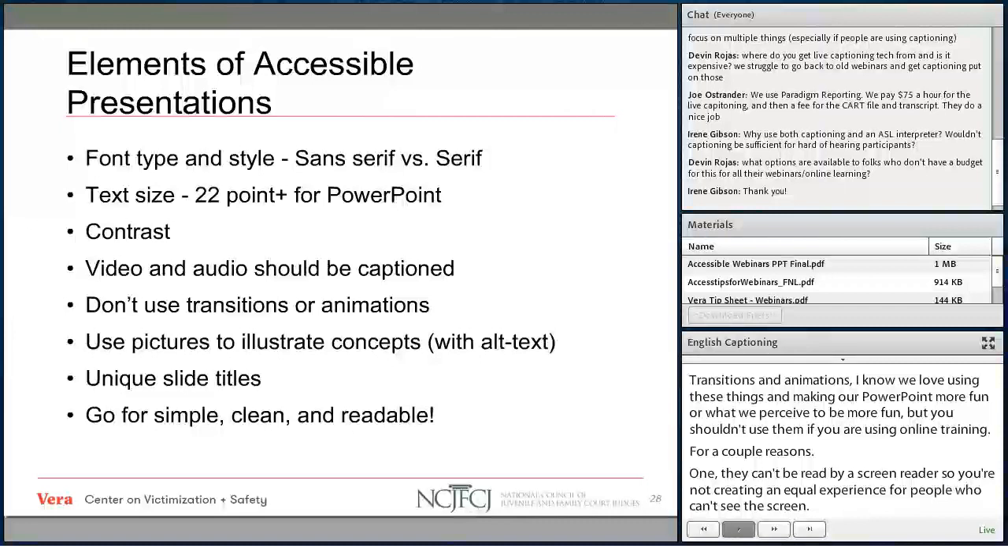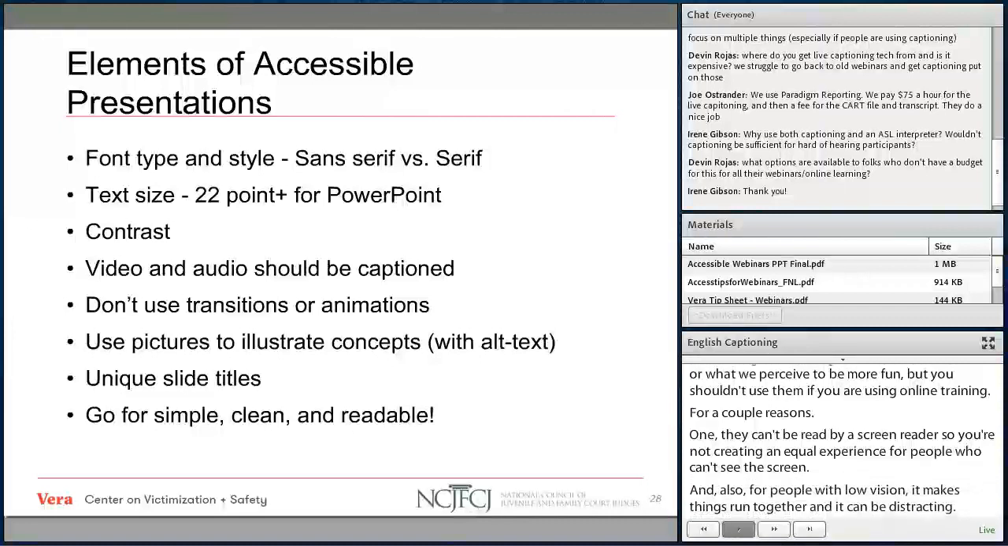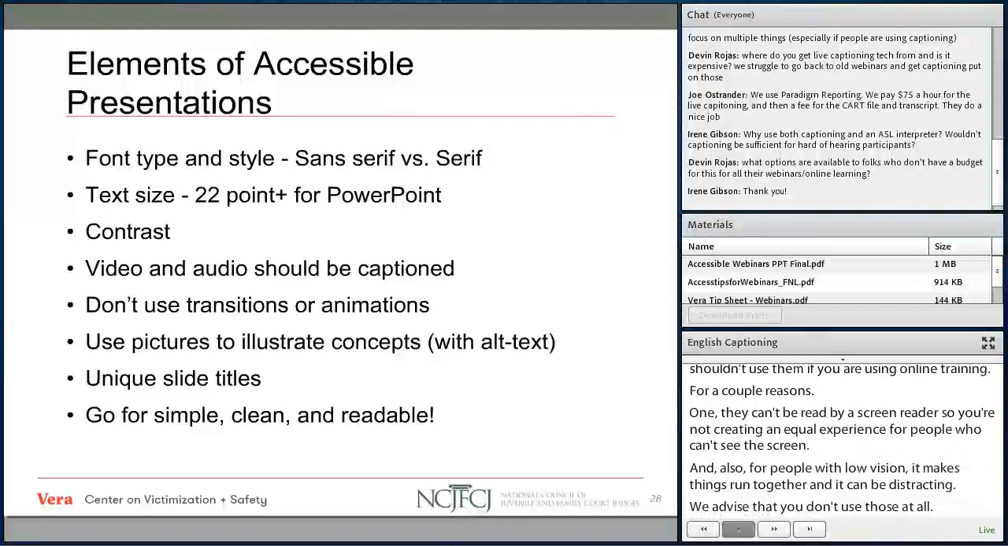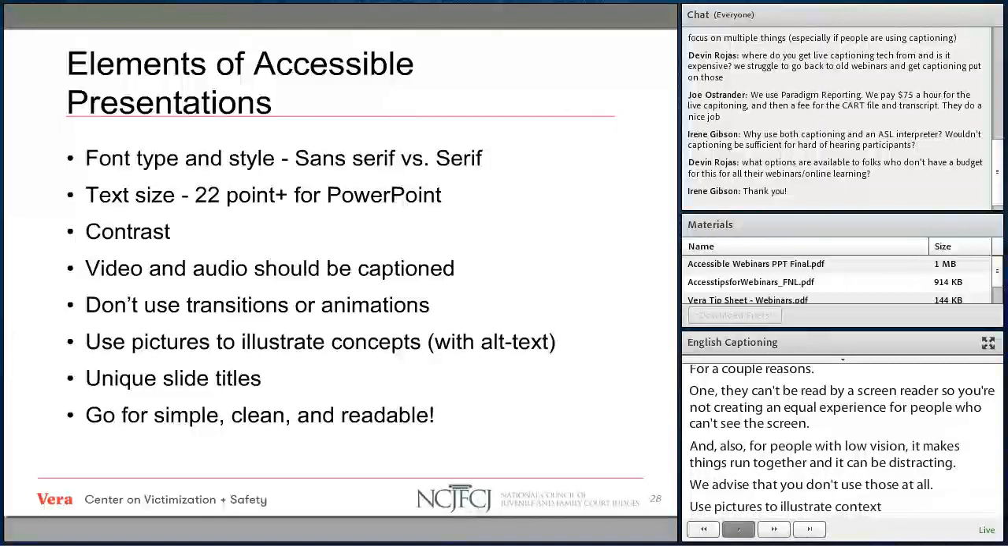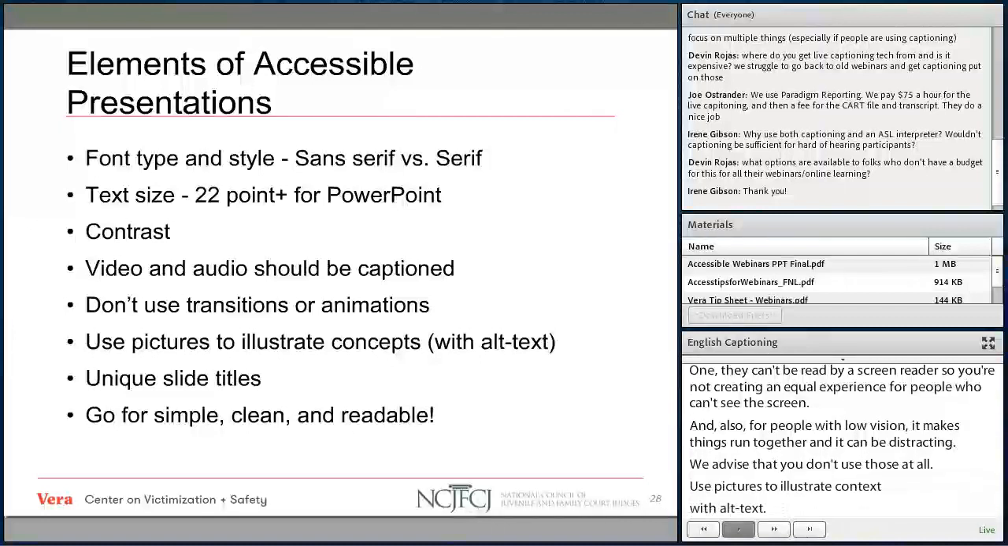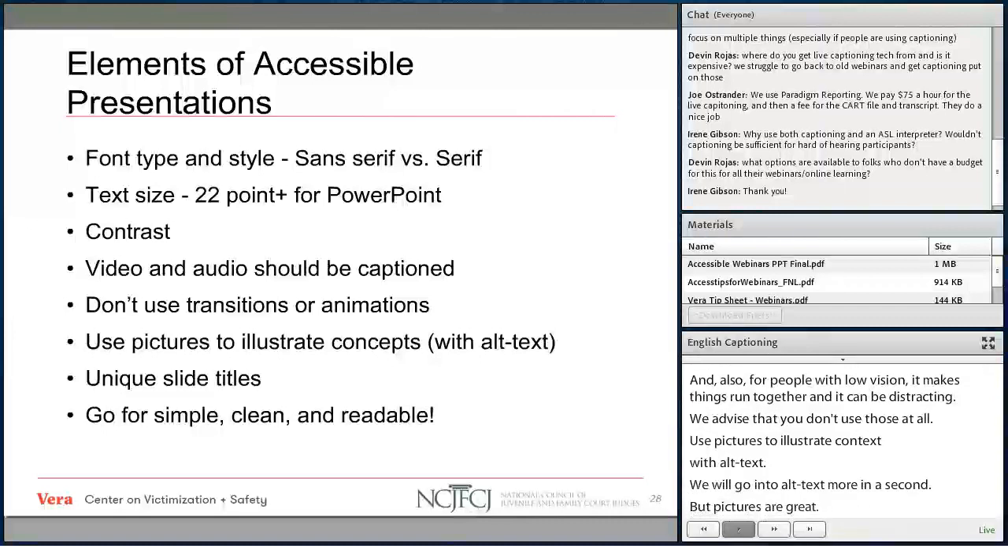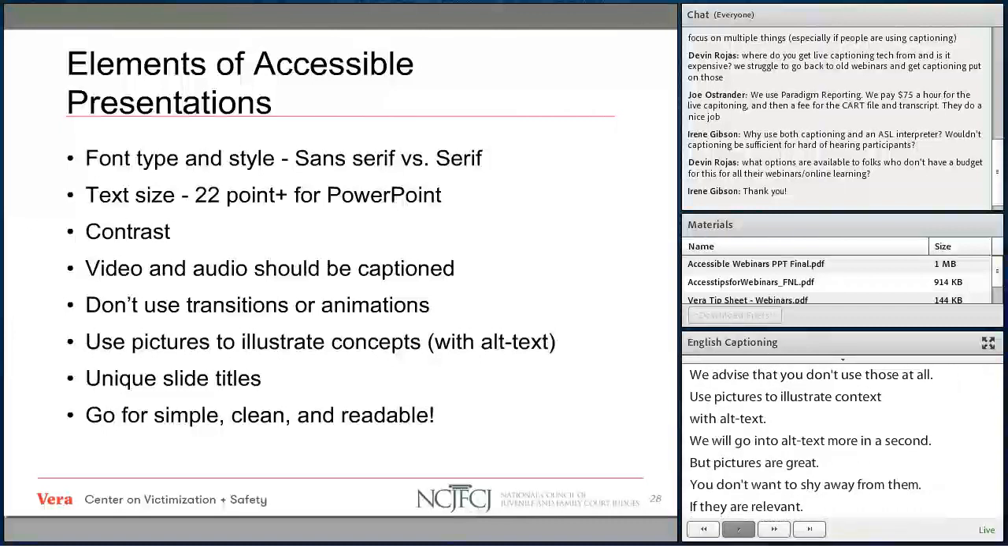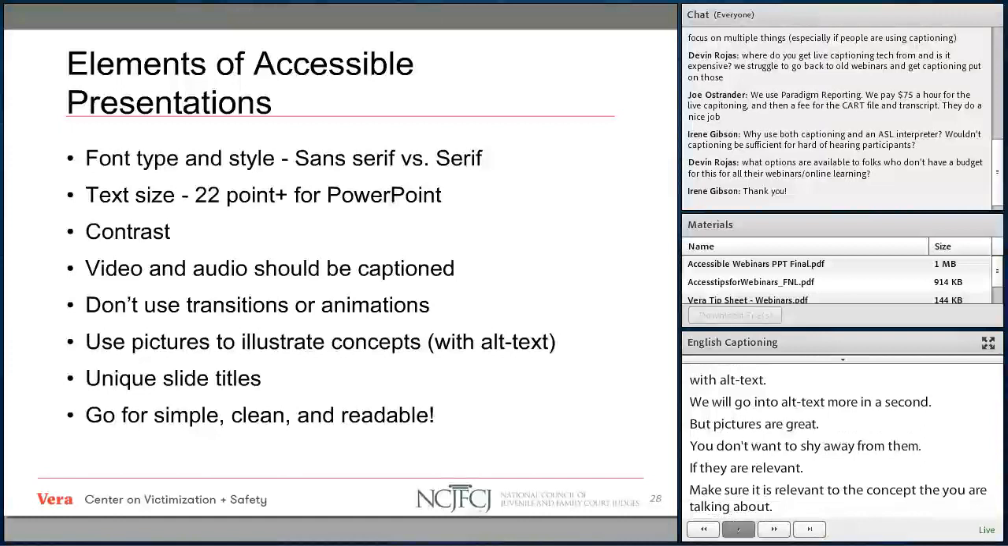Use pictures to illustrate concepts with alt text. We're going to go into alt text a little bit more in a second, but pictures are great. You don't want to shy away from pictures when they're relevant. Make sure the picture is relevant to the concept that you're actually talking about. Having a picture of a flower on a slide that doesn't talk anything about flowers doesn't really make sense. So make sure that they are relevant and make sure to include alt text.